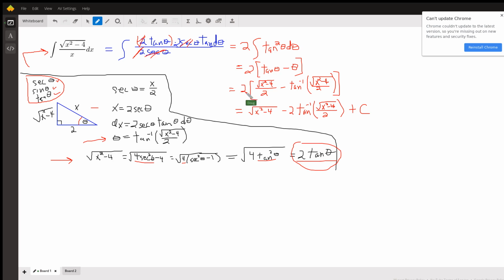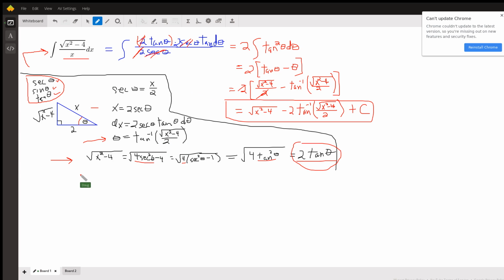And now we're ready to substitute back in for theta. The tangent of theta is, look at the right triangle, the square root of x squared minus 4 over 2. And theta is the angle that has a tangent of the square root of x squared minus 4 over 2. Distribute the 2. These 2's cancel out. And finally, add on the constant of integration. There is a possible antiderivative for this function right here.